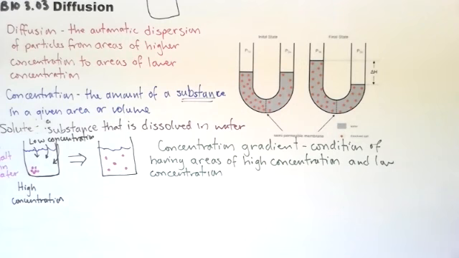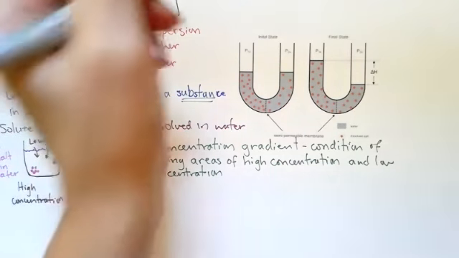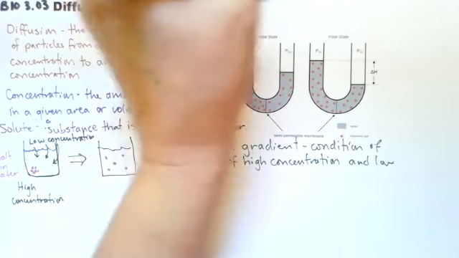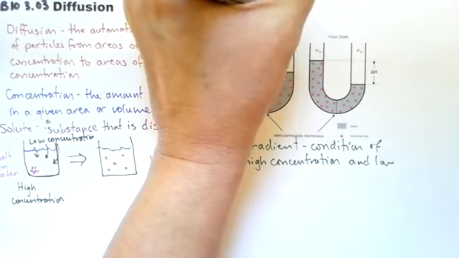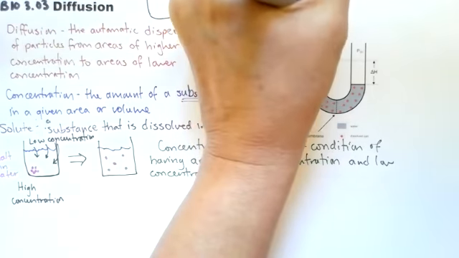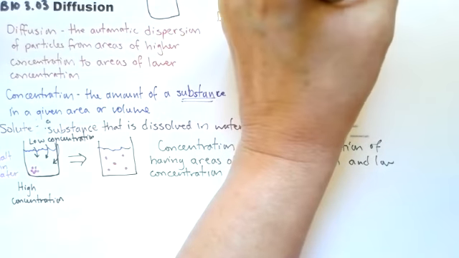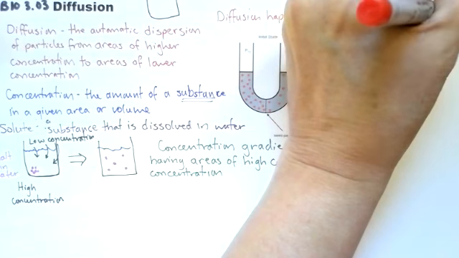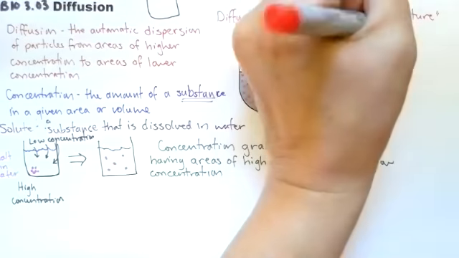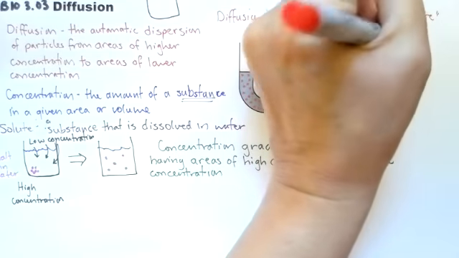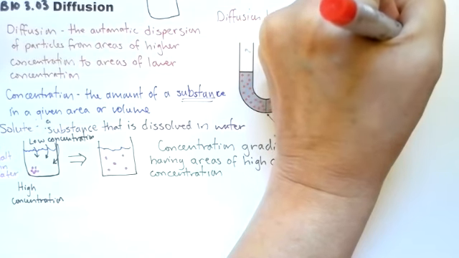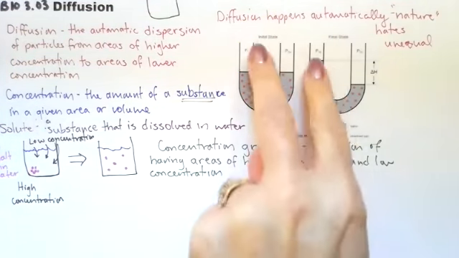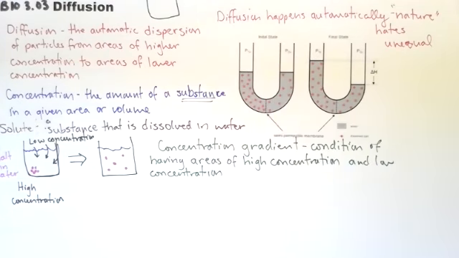The other thing we should probably add to our notes is that diffusion happens automatically. Nature hates things being unequal, so it tries to spread everything out. And then finally, we didn't do anything with this diagram. We're going to use that in the next video.